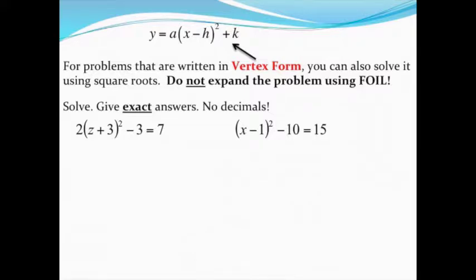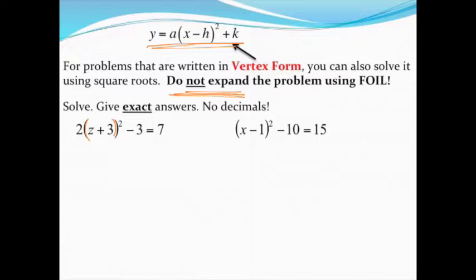We can also use square roots to solve problems that are written in vertex form. Hopefully you remember vertex form back from when we graphed. It was when we had our set of parentheses squared. The biggest piece of advice that I can say is do not expand these. Do not work these problems out. Do not do, for example, z plus 3 times z plus 3. Don't try to do that.